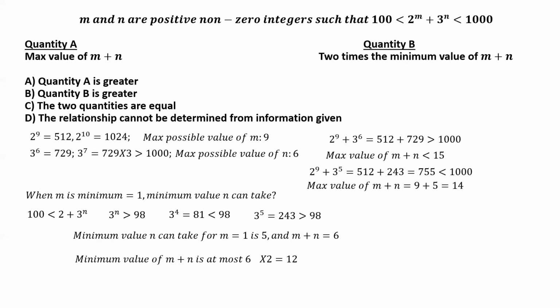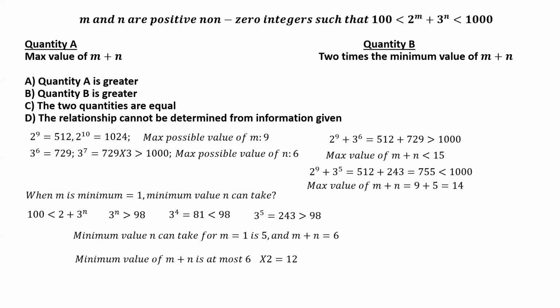Now we haven't proven that 6 is indeed the minimum possible value of m plus n. The minimum possible value of m plus n may be lower than 6, and we haven't proven that, right? But even if we just take 6, which is the higher end of our estimate of the minimum value of m plus n, then also 2 times that value fails to exceed the maximum value of m plus n.